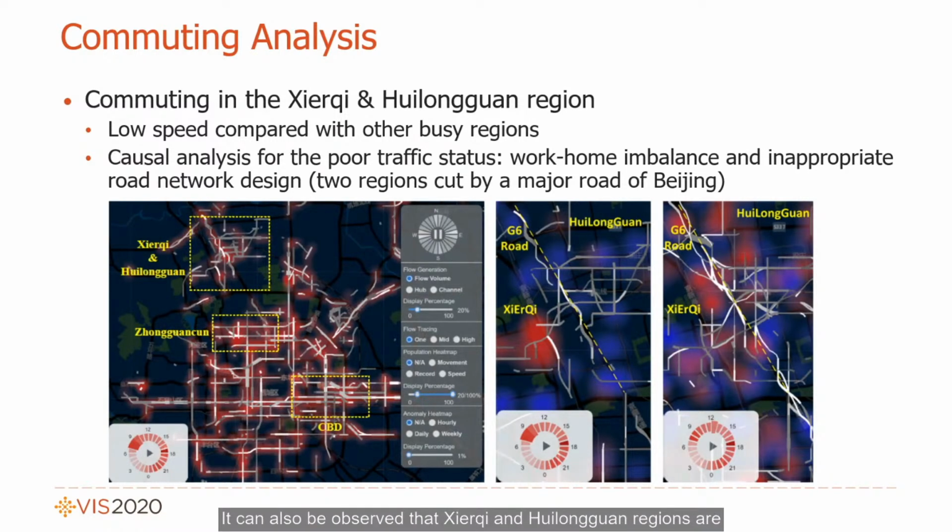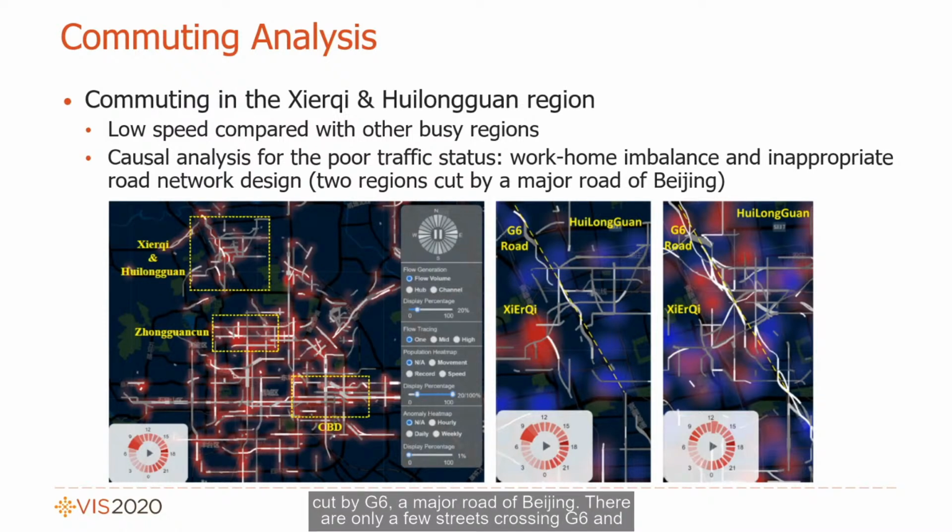It can also be observed that the Xierqi and Huilongguan regions are cut by G6, a major road of Beijing. There are only a few streets crossing G6 and connecting the two regions. The visual analysis demonstrates the key bottleneck of road network design for local transportation.